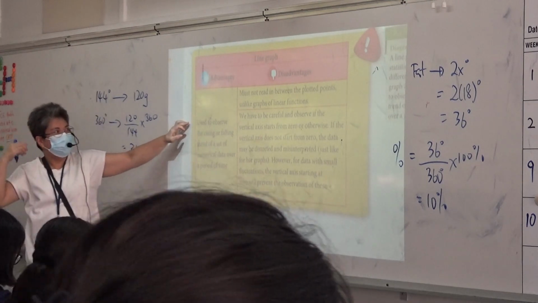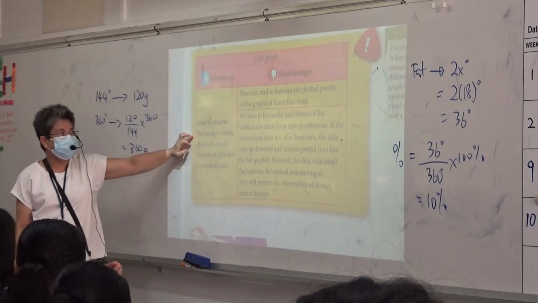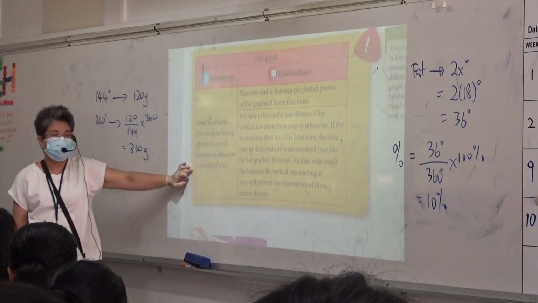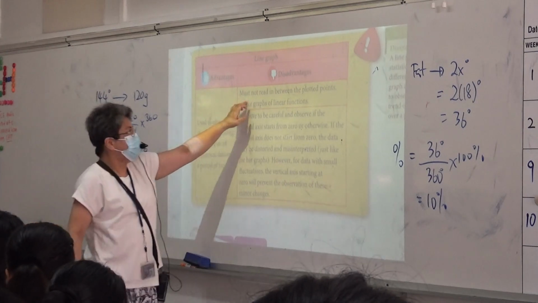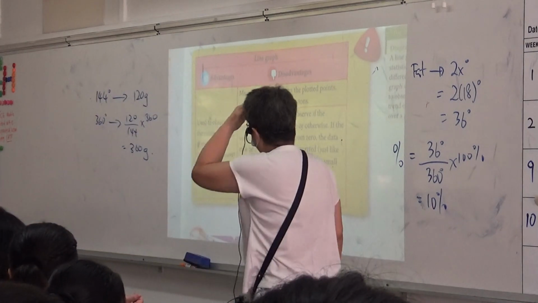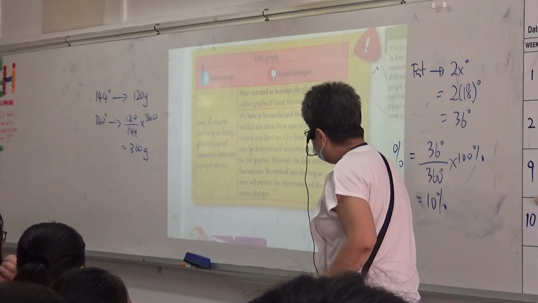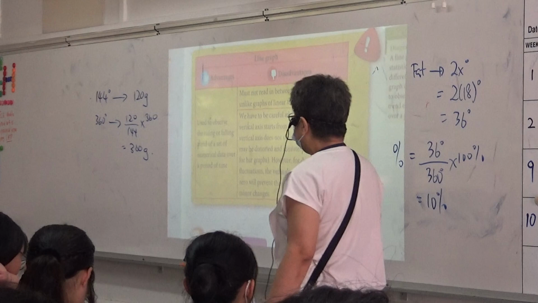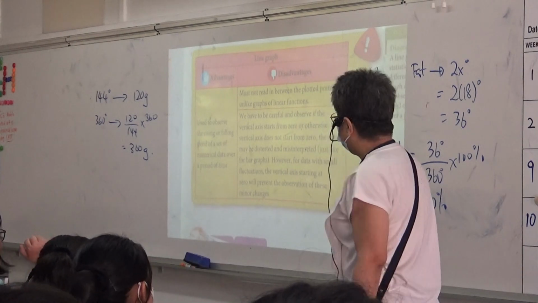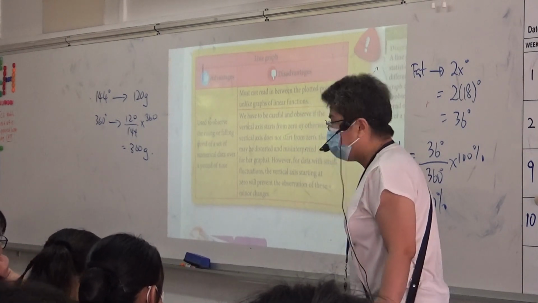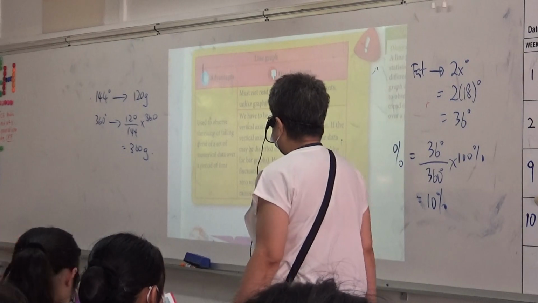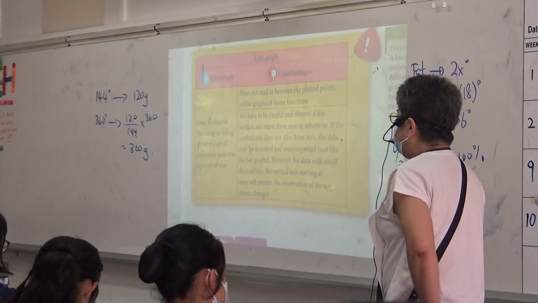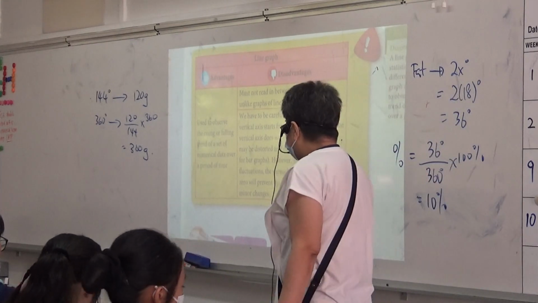Now, what are the advantages of line graph? Used to observe the rising or falling trend of a set of numerical data over a period of time. Must not read in between the plotted points, unlike graphs of linear functions. Now, we have to be careful and observe if the vertical axis starts from 0 or otherwise, right? Okay? If the vertical axis does not start from 0, the data may be distorted and misinterpreted, just like the bar graphs.